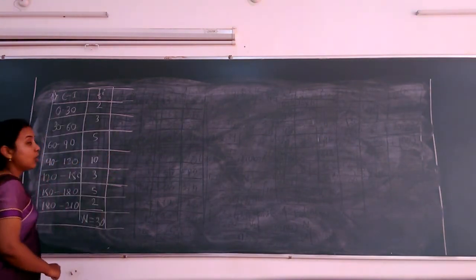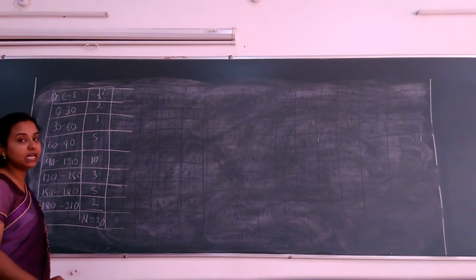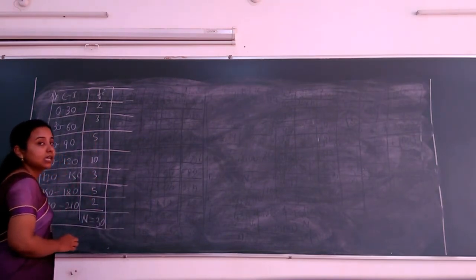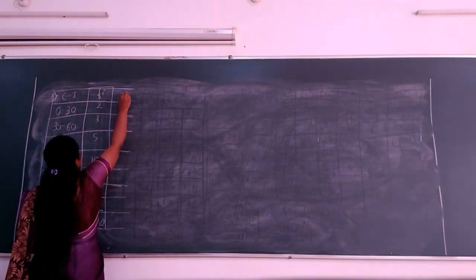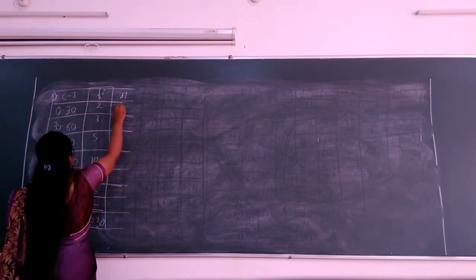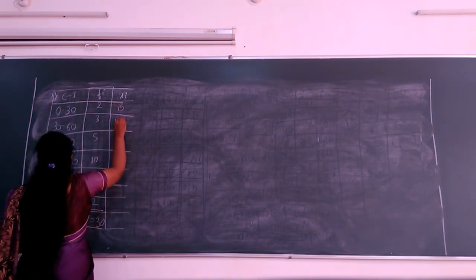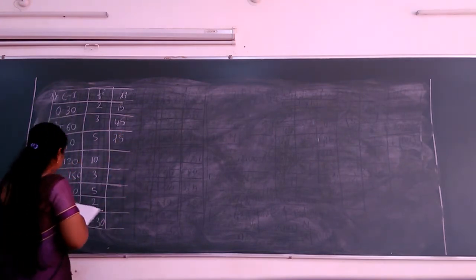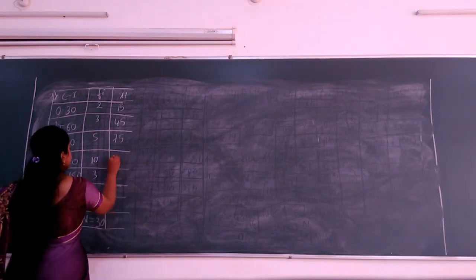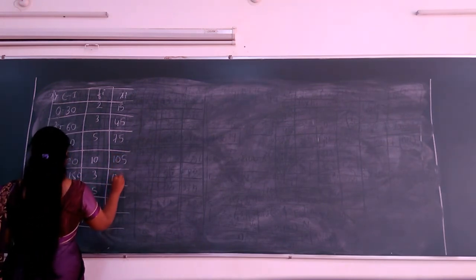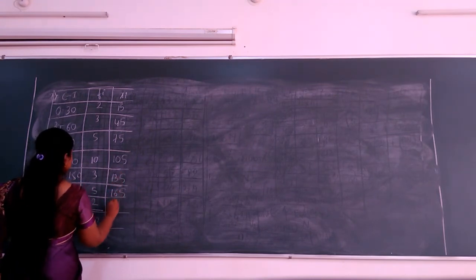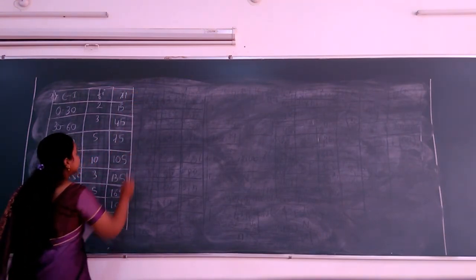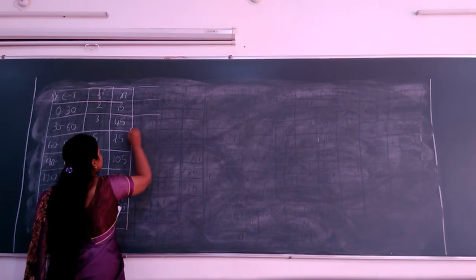Okay, so always to calculate the mean or variance we need xi. So let us first find the xi for these given class intervals. xi is nothing but the midpoint of the interval. So 0 to 30, it will be 15. Next, 45, 75, 105, next 135, 165 and 195.